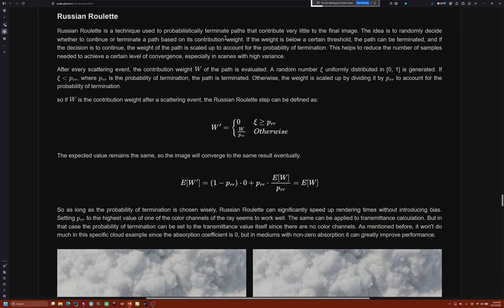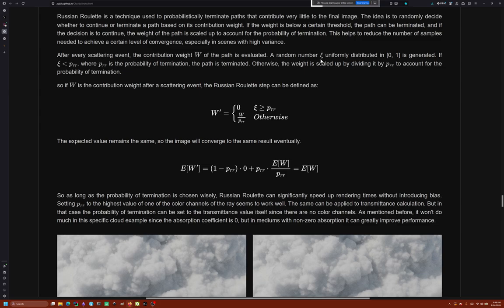It is to randomly decide whether to continue or terminate based on contribution weight. If the weight is below a certain threshold, the path can be terminated. And if the decision is to continue, the weight of the path is scaled up to account for the probability of termination. This helps reduce the number of samples, especially with high variance scenes.